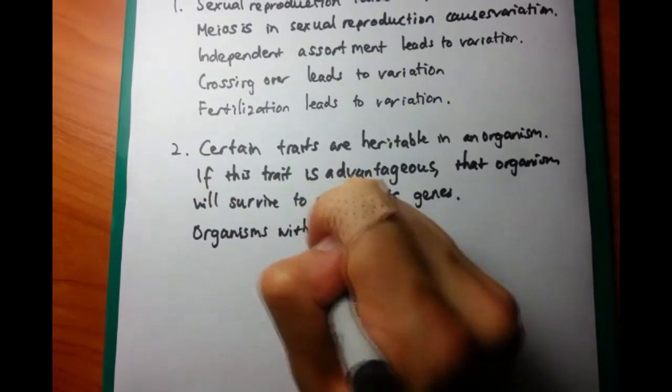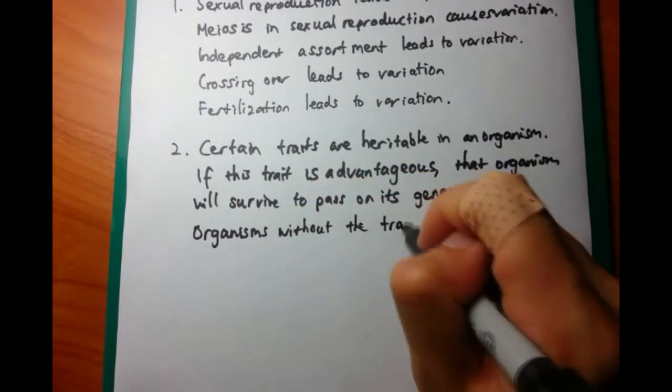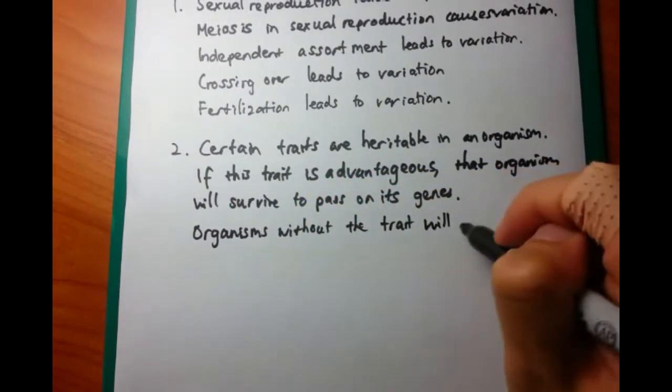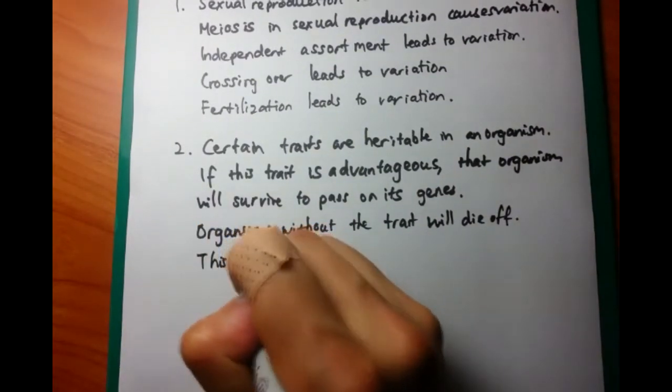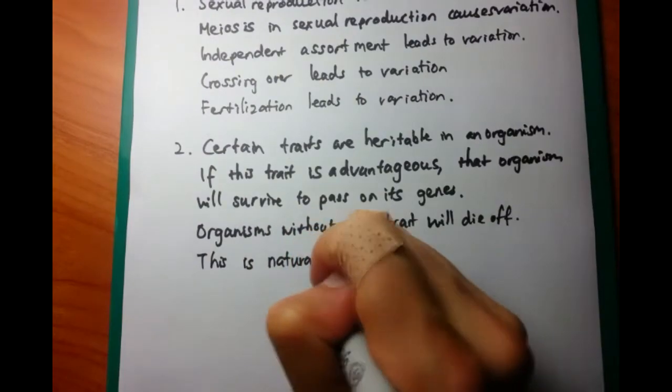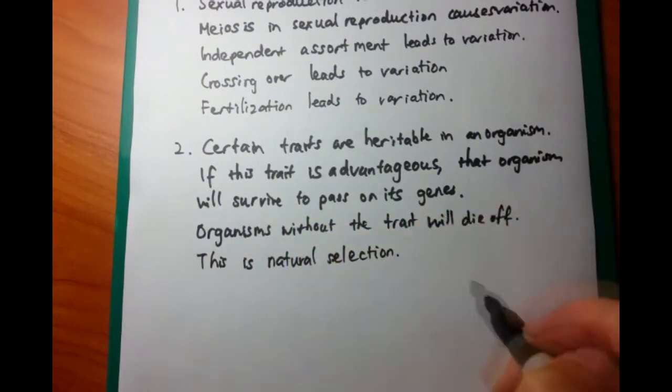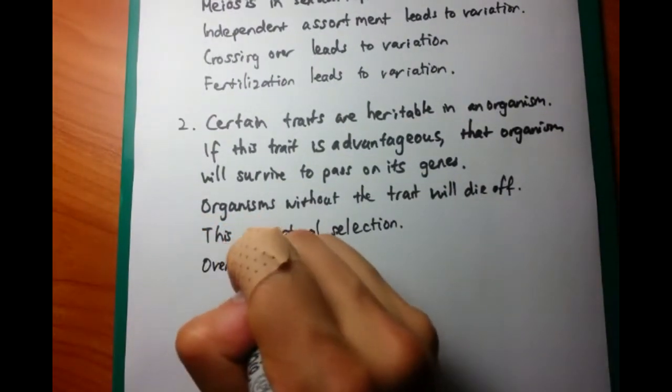Organisms without the trait will be more likely to die off and not likely to pass on their genes to their offspring. And this is the process known as natural selection. Those ones which have good traits are more likely to be selected for survival and to give off offspring.